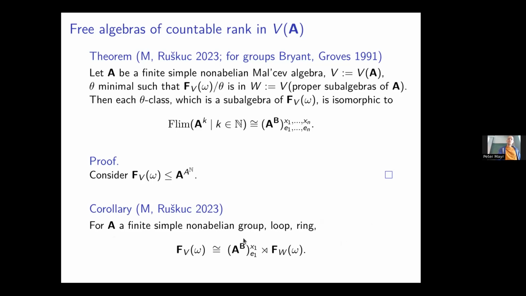for a finite simple non-abelian group A, the free group of countable rank in the variety generated by A is a semidirect product of a filtered Boolean power of A by B with the free algebra in W, the variety generated by all the proper subgroups.